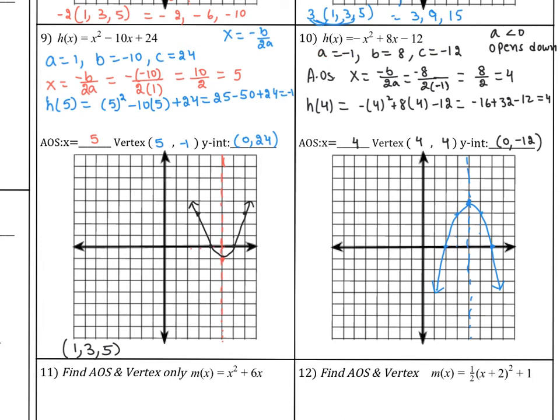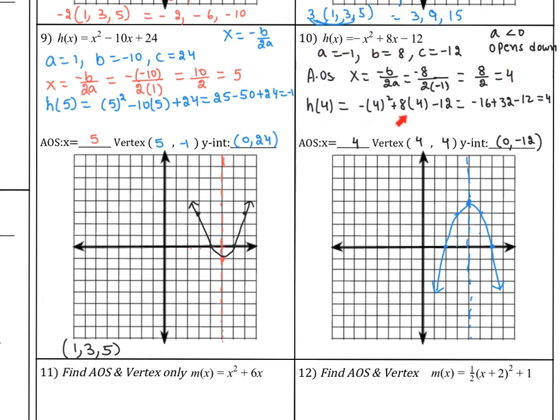For number 10, your A is negative 1, B is 8, C is negative 12. 0 comma C, remember, is going to be a y-intercept. Since A is negative, it's going to be an opens down parabola. Axis of symmetry is x equals negative b over 2a. B is 8, so negative 8 over 2 times negative 1. So negative negative cancel, 8 divided by 2 is 4. Use this 4 to plug it in into the given equation.